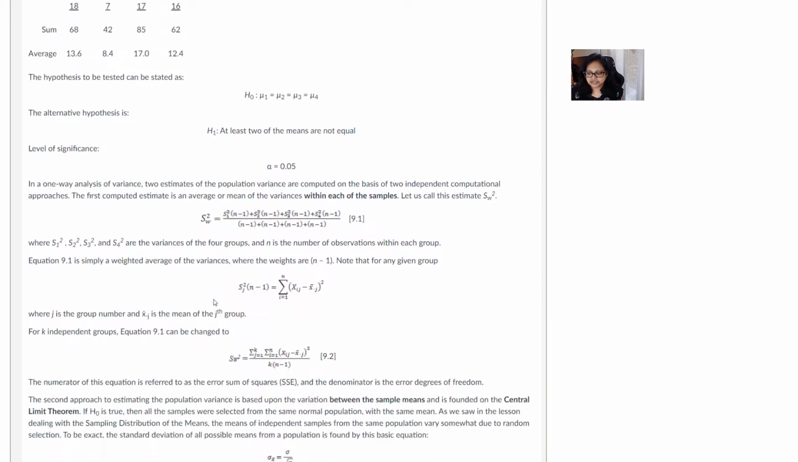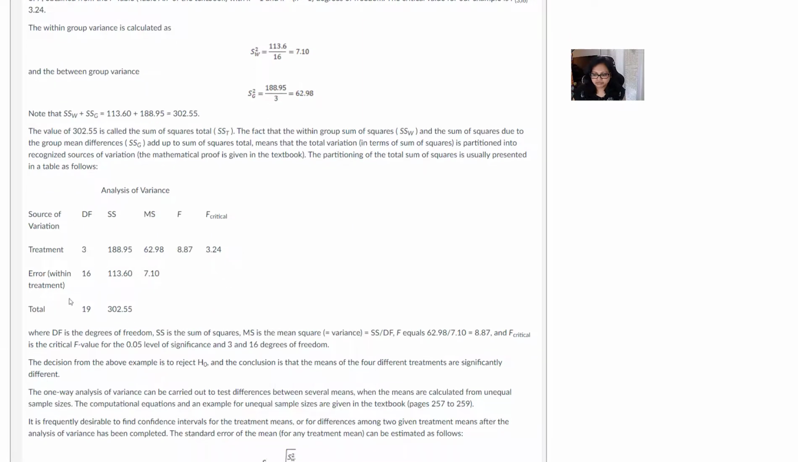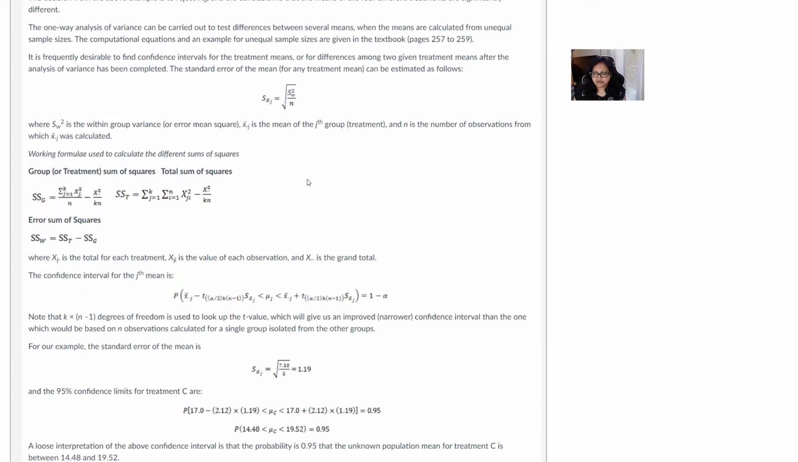So those are the steps I followed for finding the ANOVA table. You can see that's the ANOVA table we have. And now I'm trying to find, for each of those means, what would be the interval. That's what I'm trying to show you, how we actually calculated each of those.